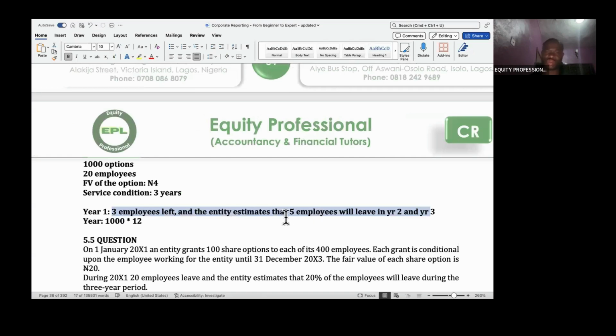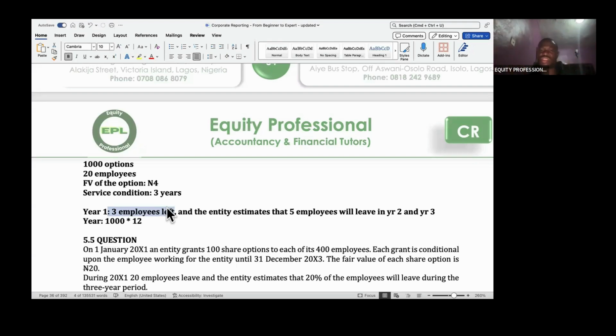In the first one, I told you that 3 left, and the entity estimates that 7 will leave over the 3 years. That was the first one that I told you. You got that one wrong. When they say 7 will leave over the 3 years, that means the 3 they said left in year 1 is already included in the 7. It's like saying, based on the 3 that have left in year 1, we are now estimating that 7 will leave in total.